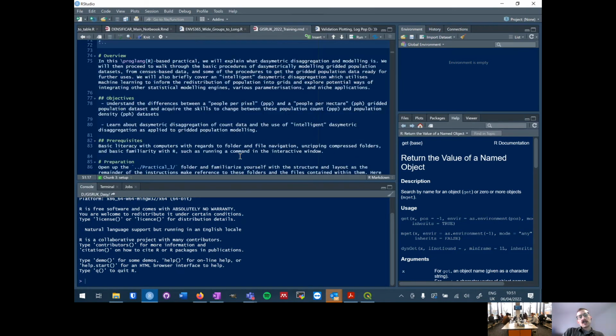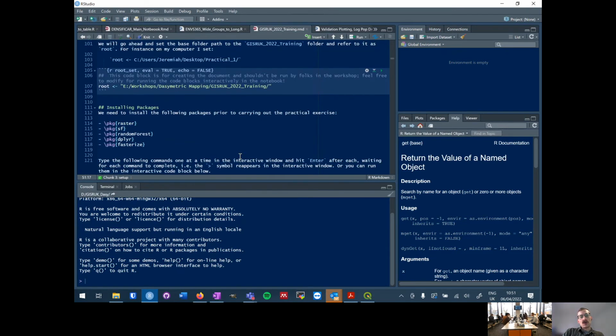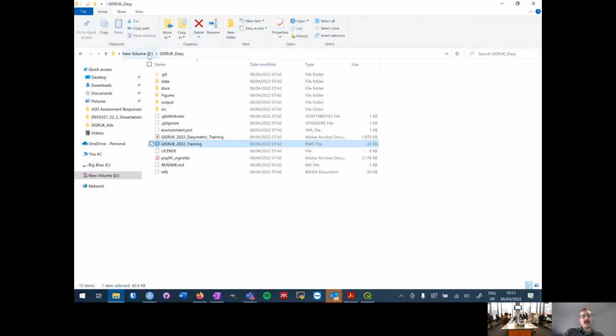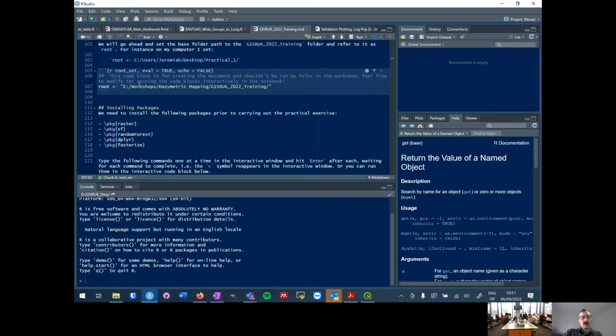Once you've installed the packages, the other main thing you need to do to get this to work is to change this variable we're calling root. And so here I've got it set for the path that the folder was in when I was writing this. Obviously, where I've downloaded it now, it is d/GISRUK_Dasy. So I will need to change this accordingly for it to work. Does that make sense to folks? So wherever you unzip it, you're going to want to.